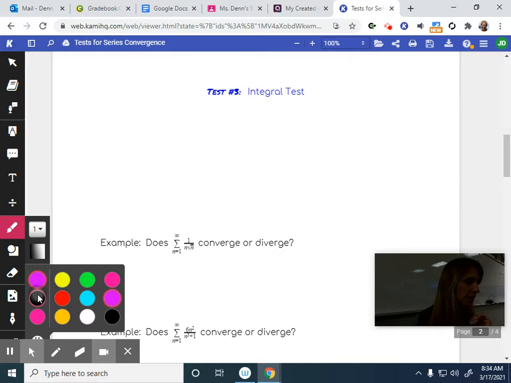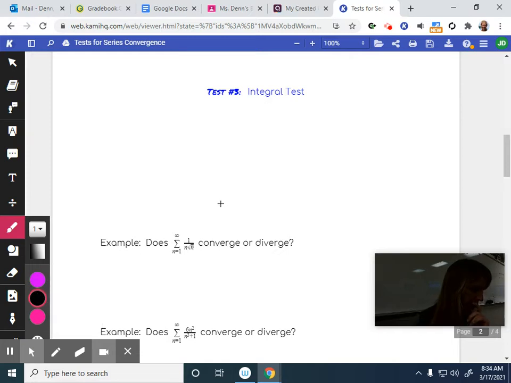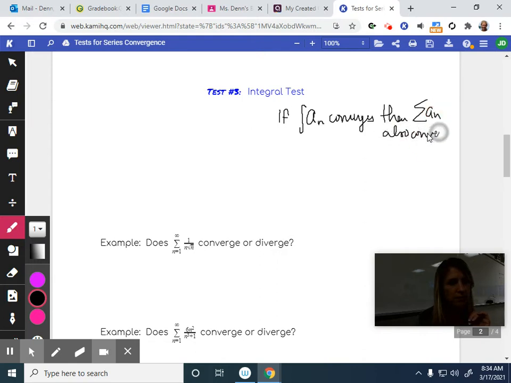But the main crux here, I'll write it like this. There could be a lot of fancy words, but basically, we're going to say, if the integral of our series converges, then the series itself also converges. And if the integral of our series diverges, then our series also diverges.